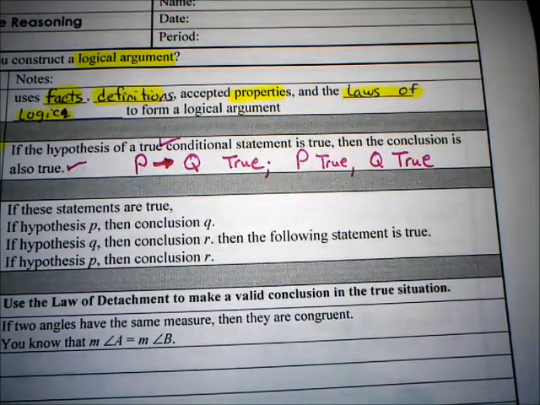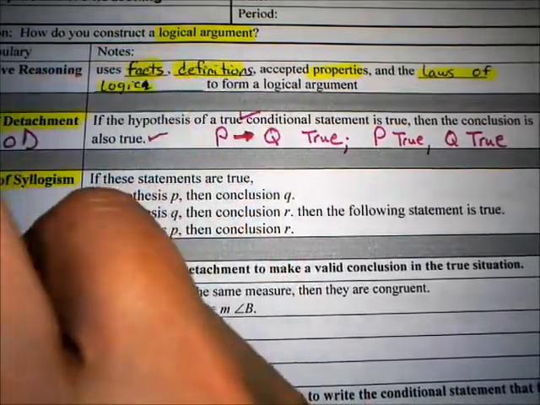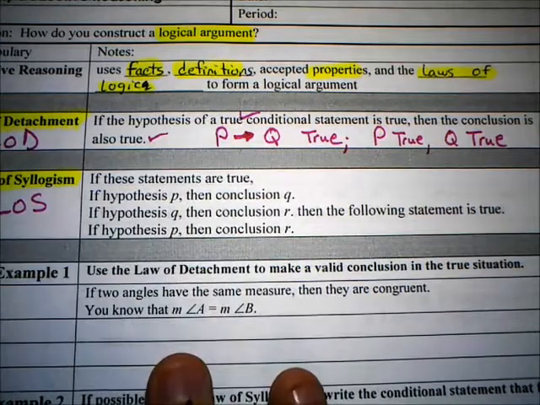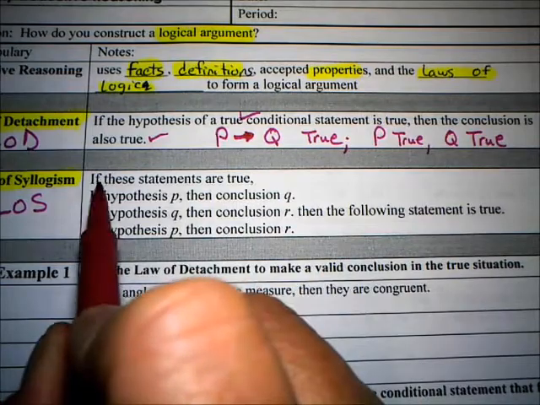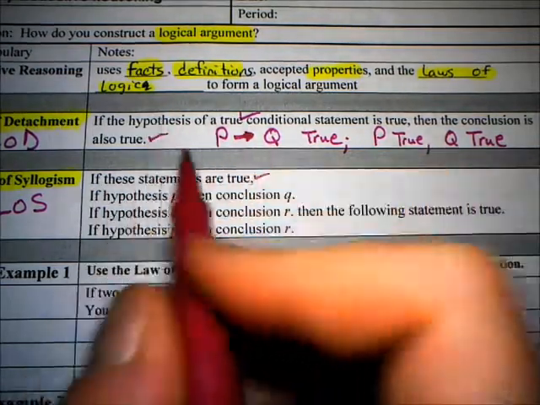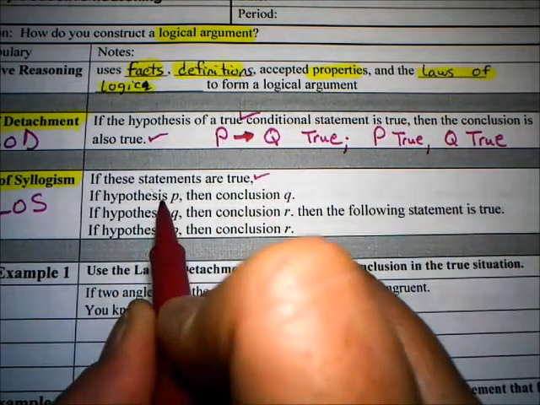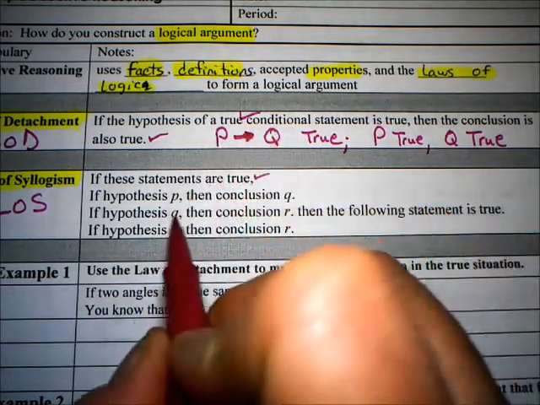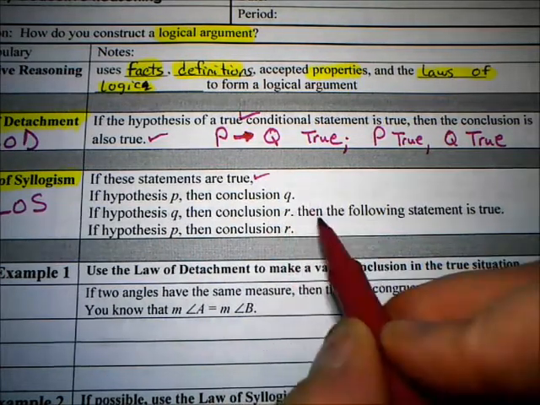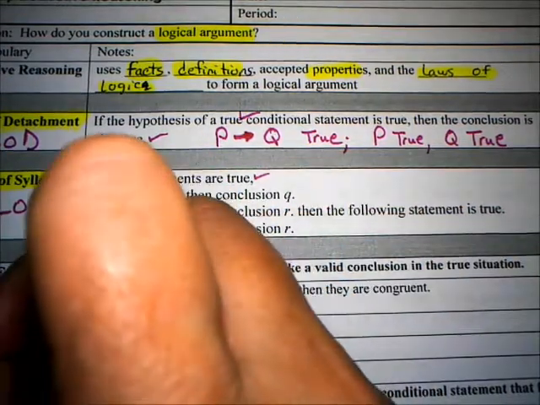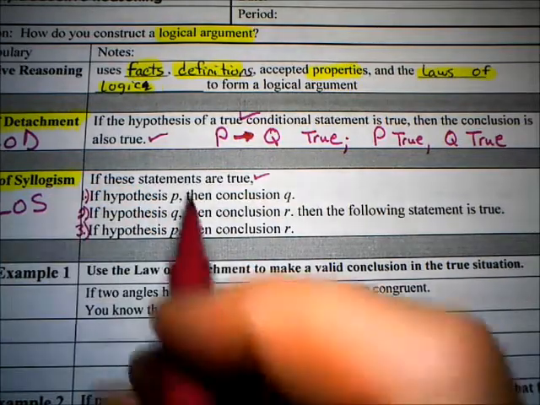The second one is called the law of syllogism, which is the LOS. That's what I like to shorten it to. Here it says if these statements are all true, with hypothesis P and conclusion Q, then hypothesis Q and conclusion R, then the following statement is true. Here's the first one and the second one, and then they're going to ask you to write the third sentence, where you state the hypothesis P and the conclusion R.